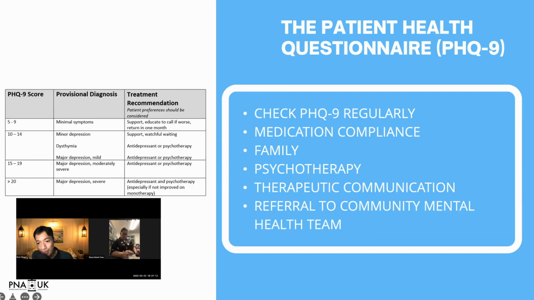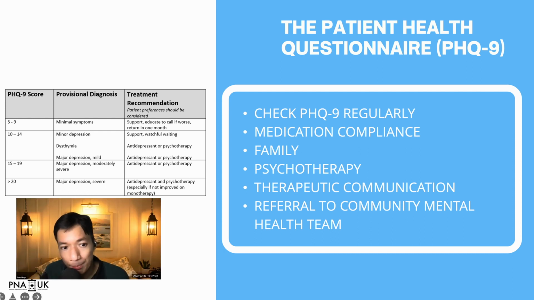At the back of your PHQ-9, you will see the interpretation. A score of 5 to 9 is minimal symptoms. The treatment recommendation should be support, educate, to call if worse, and return in 1 month. 10 to 14 is minor depression: support, antidepressant or psychotherapy.